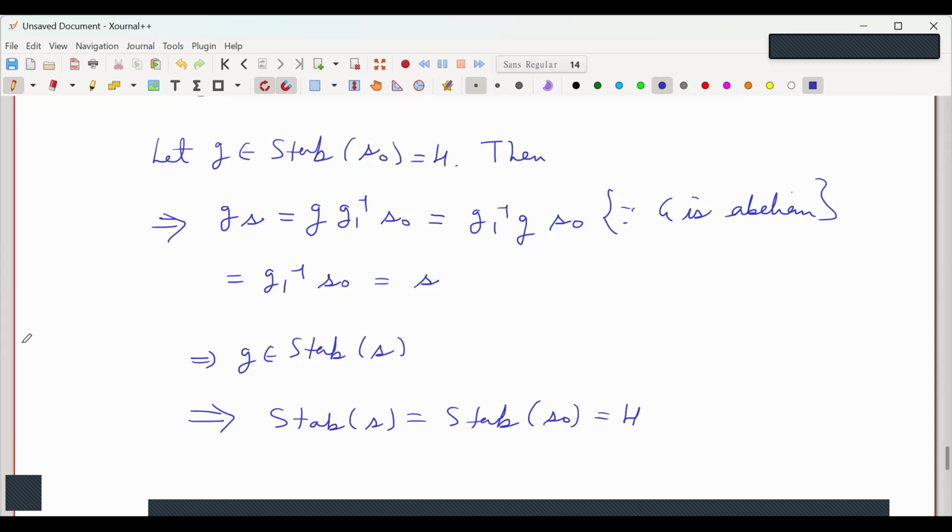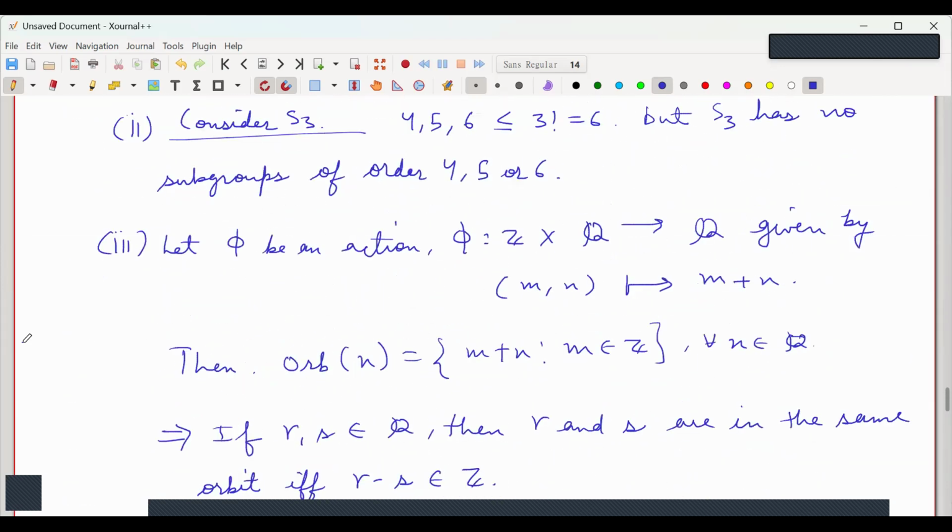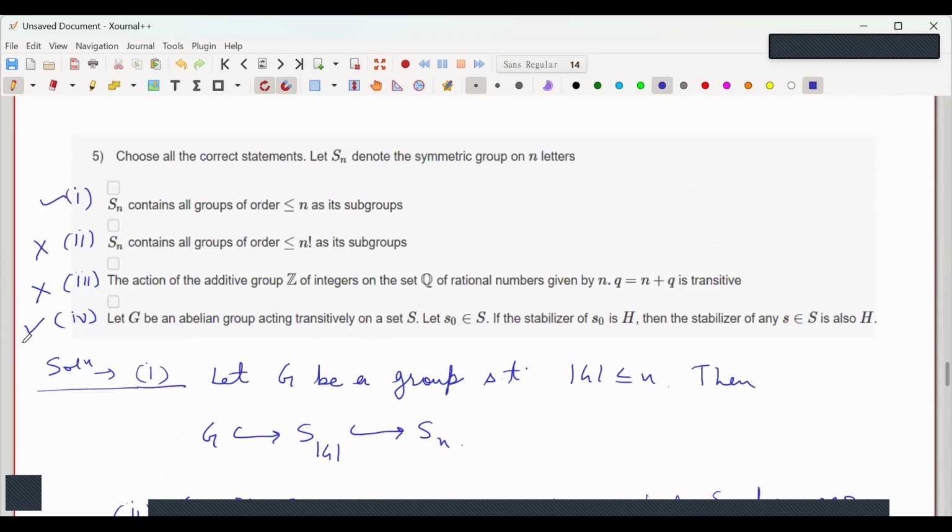So if an abelian group is acting transitively on a set S, then all the elements of S have the same stabilizer. Okay.